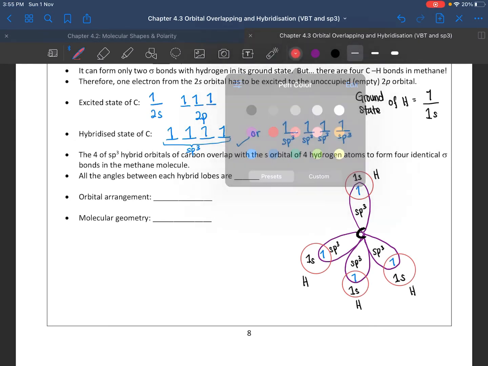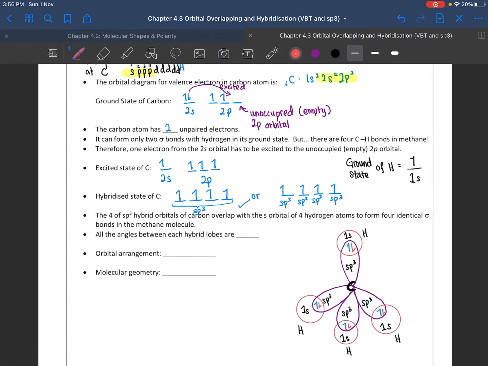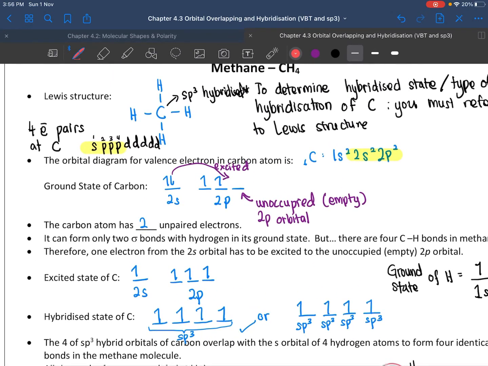Alright, saya pakai colour yang sama. So, ini isi dalam opposite spin. Okay. Alright. Then, next, what you need to do is you have to label the sigma bond between C and H. Okay, memanglah C and H sigma bond sebab memang C single bond to H maksudnya sigma bond. Ini ada sigma bond, ada sigma bond, ada sigma bond.